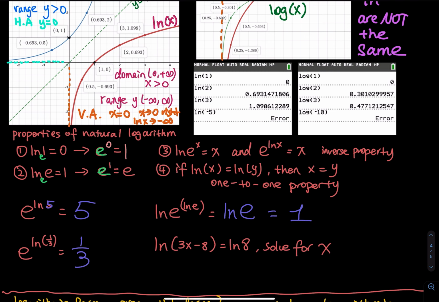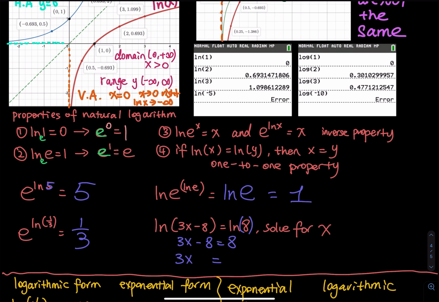And then the last one is a one-to-one property. ln of 3x minus 8 is equal to ln of 8. They are both ln. They are both base e. Then 3x minus 8 is equal to 8. Add 8 on both sides. So 3x is equal to 16. And then what is x? x is equal to 16 divided by 3.